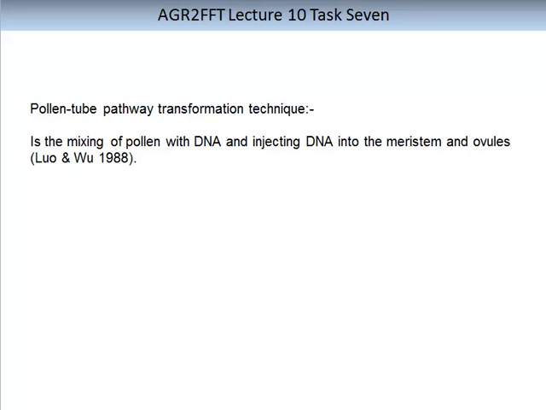I wanted to mention pollen tube pathway transformation technologies. This is a mixing of pollen with DNA and then injecting that DNA into the meristem and ovaries. There is a paper by Liu and Wang in 1988 if you wish to learn more about these technologies. This technology is sometimes used on a commercial basis, but is seen more in a research basis, and is included here for completeness of your notes. I will not be testing on this part of the lecture.